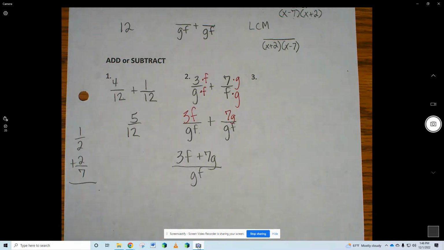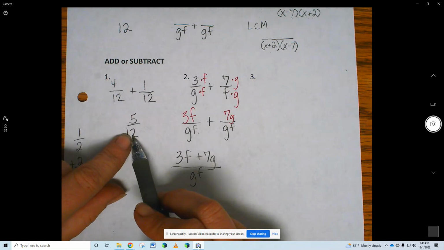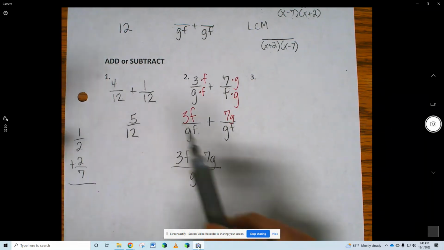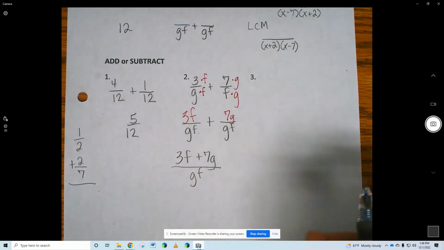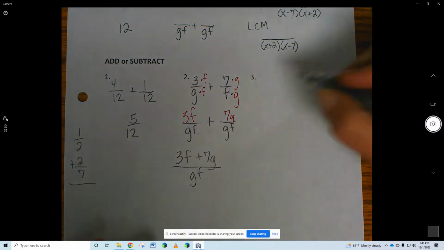Okay. Now, 2G. When my common denominator was 12, did I make this a 24? So it's the same concept, all the original rules stay the same. And it does get confusing, I absolutely know.